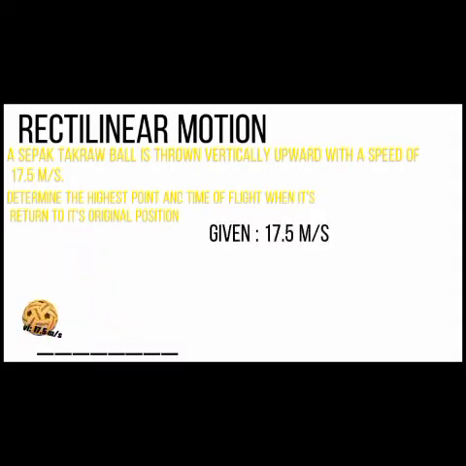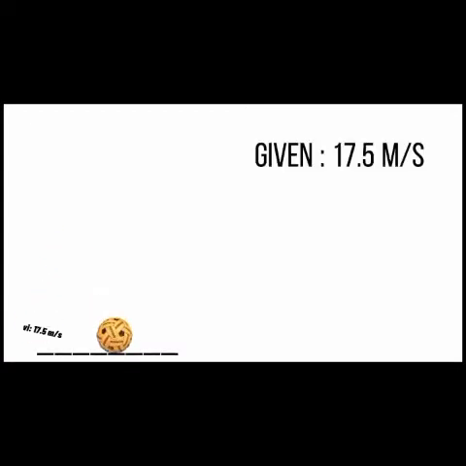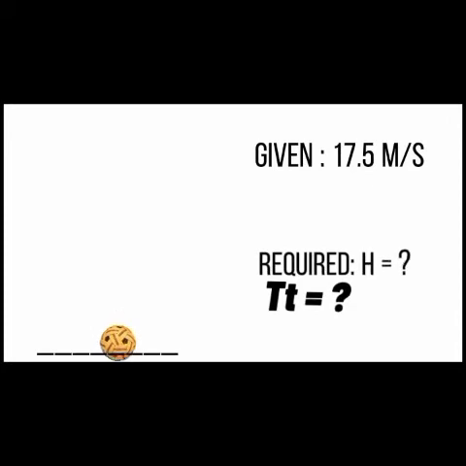So yung given natin is 17.5 meter per second. Ito yung VI natin, or initial velocity, VI. Ngayon, yun lang yung given as of now, and state na natin yung required. Yung required natin is yung highest point or yung H natin, and time of flight or yung total time.